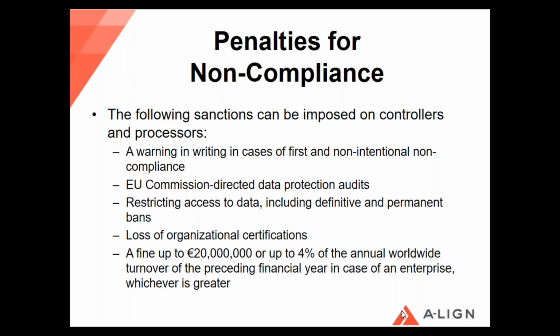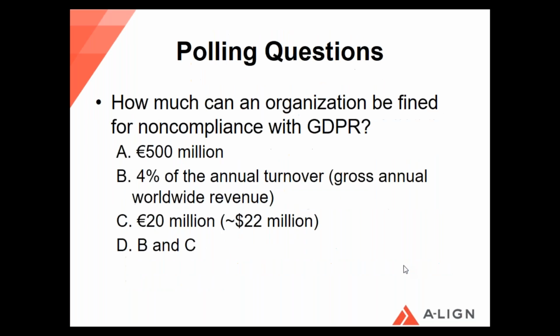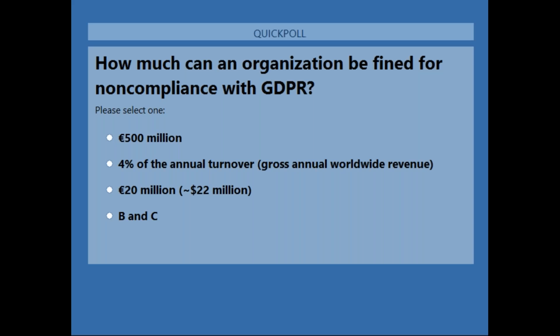So, another polling question. How much can an organization be fined for non-compliance with GDPR? A, 500 million euro. B, 4% of the annual turnover, gross annual revenue. C, 20 million or 22 million US dollars. D is both B and C. So again, we'll give you a second to choose an answer.